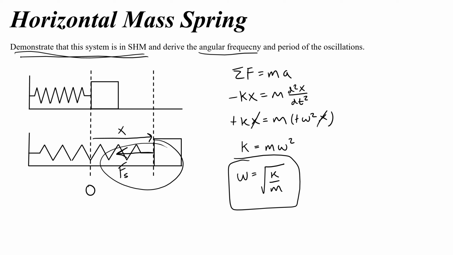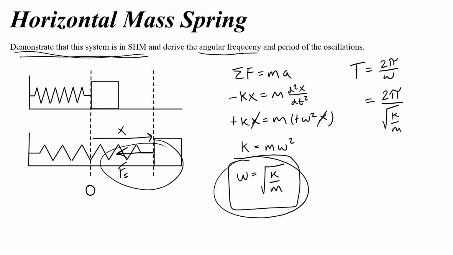To find the period, we can take advantage of our period equation, which is that T is equal to 2 pi over omega, or omega is 2 pi over T. When we plug in our equation for omega, then we get that the period is equal to 2 pi over the square root of spring constant over the mass.